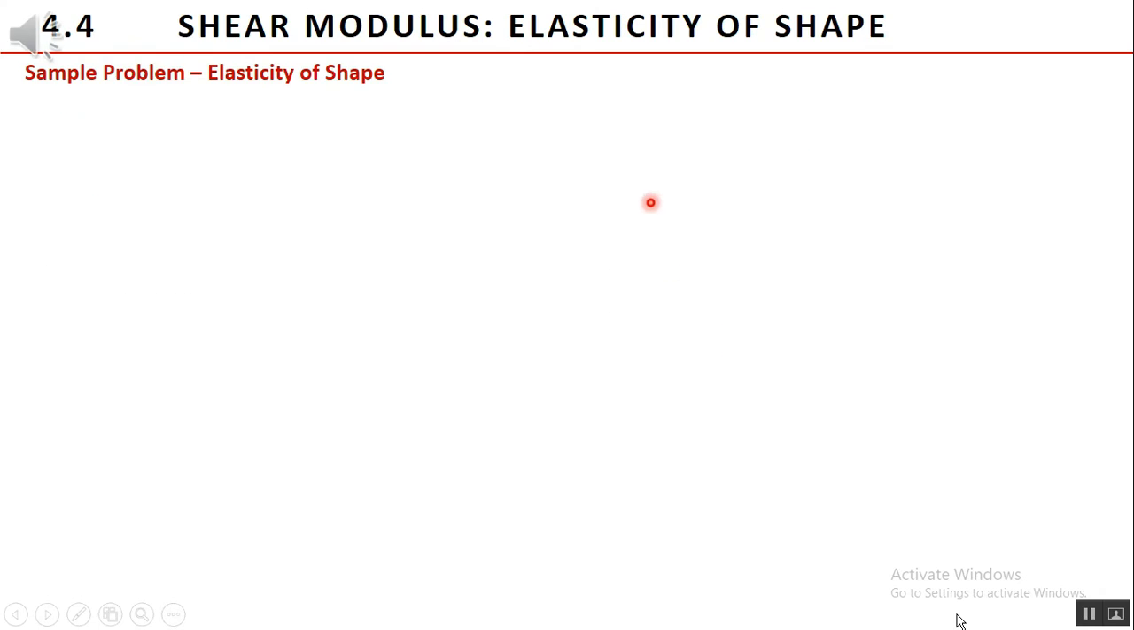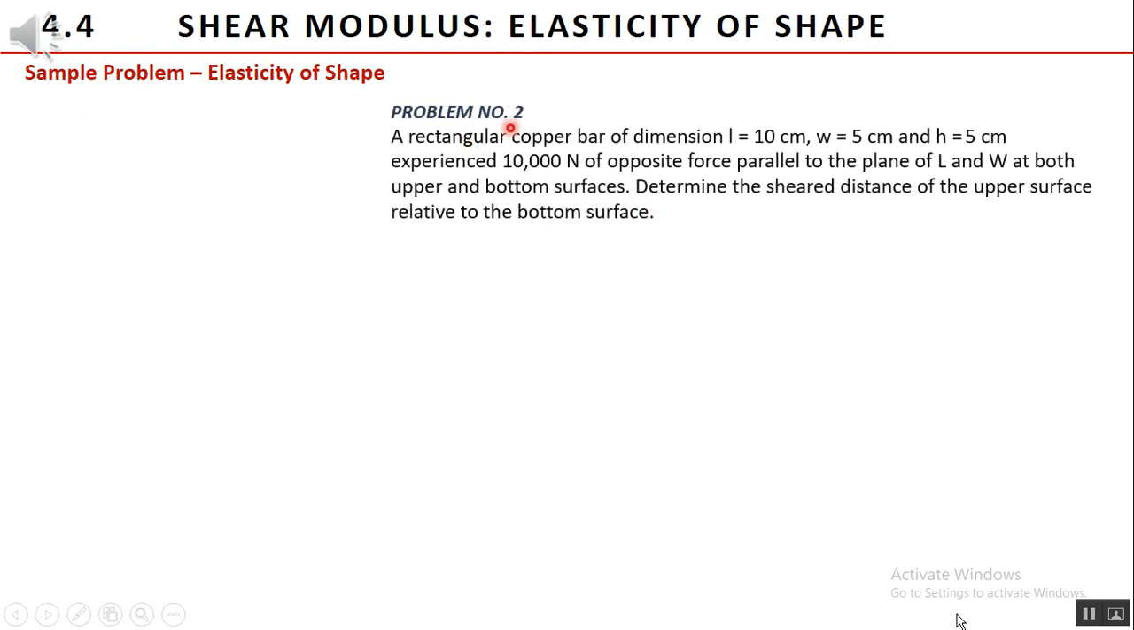Now, let us answer this problem. Problem number 2. A rectangular copper bar of dimension, length 10 cm, width of 5 cm, and height of 5 cm, experienced 10,000 newtons of opposite forces, parallel to the plane of length and width, at both upper and bottom surfaces. Determine the shear distance of the upper surface relative to the bottom surface.